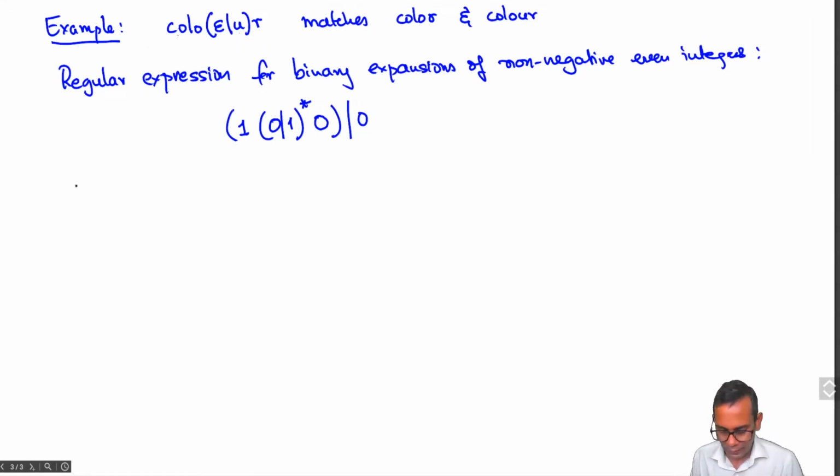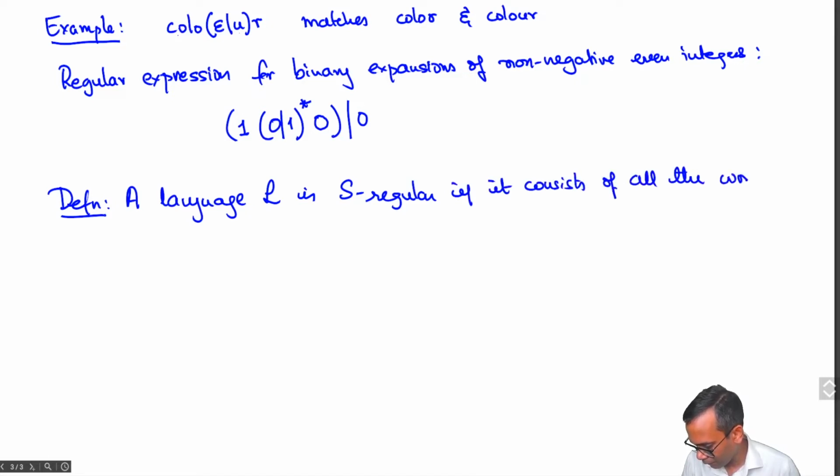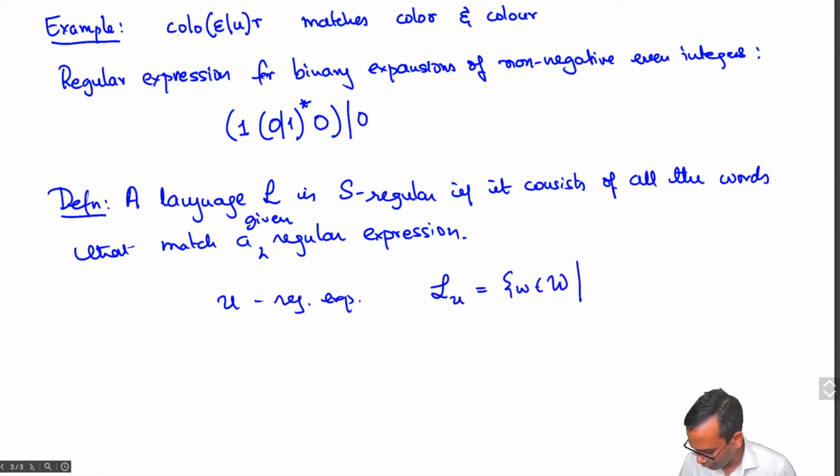Okay, we are now ready to define an S-regular language. A language L is said to be S-regular if it consists of all the words that match a given regular expression. So if U is your regular expression, then we'll say L_U to be the set of words that match U. And this S-regular means specification regular. This language is specified by a regular expression.